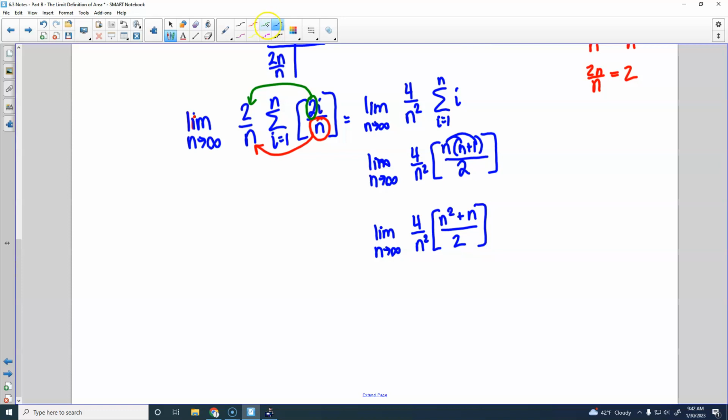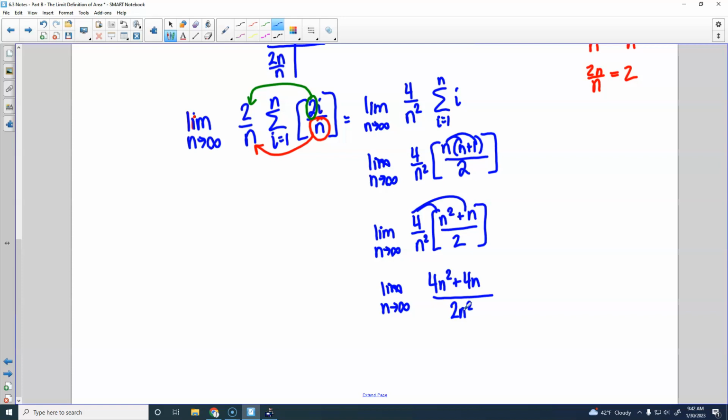And if I multiply those together, you can reduce the 4 and the 2 if you want, or you can leave it like it is. It really doesn't matter. I think I'll just leave it like it is. 4n squared plus 4n over 2n squared. And what you should see if you have done this correctly is you should end up with the same exponent on the top and the bottom. Your highest exponent on top and the bottom should be the same.